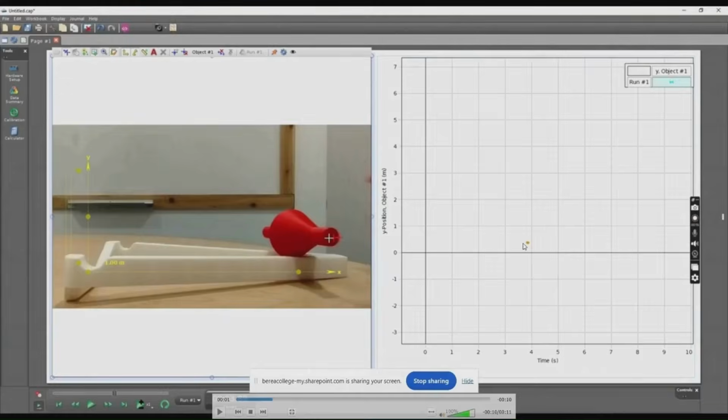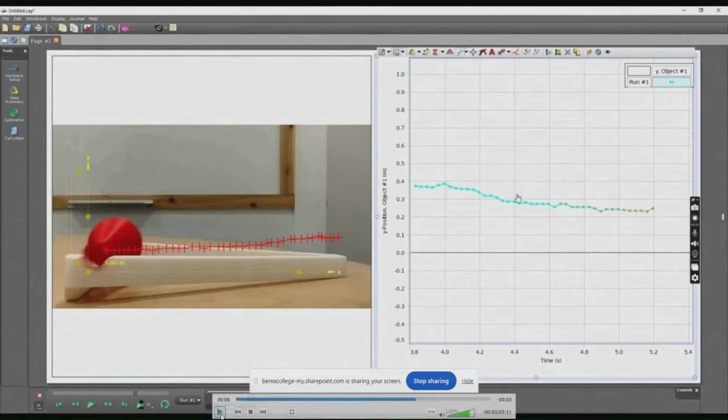On the right side, we have our graph. So our graph is going to be graphing the motion of the double cone, and our y-axis in this case is going to be the y position, which will be the height, and is going to be plotted against time. So this will give us the change in the vertical position over time. And as we fast forward, it is tracking the movement of the cone and plotting it on the graph.